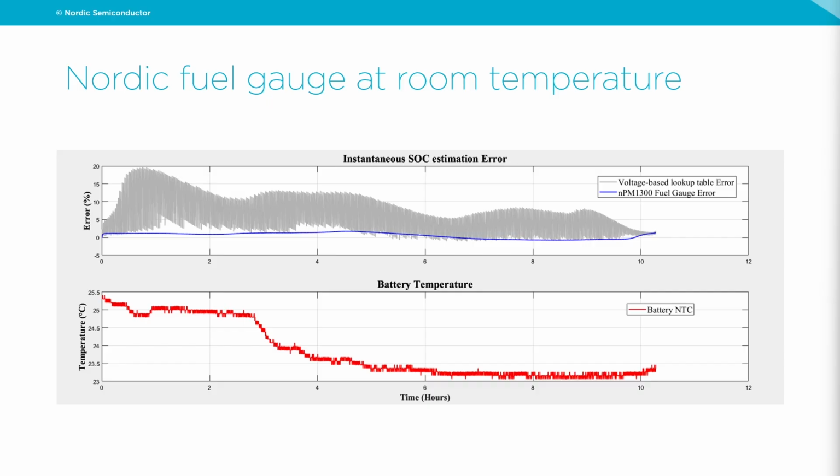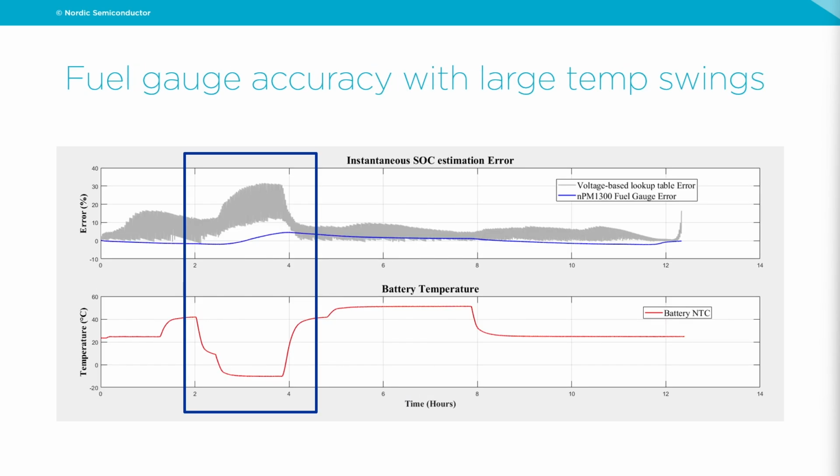But most devices don't live their whole life between 23 and 25 degrees Celsius. Sometimes they're taken out. So we redid the same test when we subjected the battery and the system to a big temperature swing from 40 degrees down to minus 10 degrees and back up again. And you can see that the OCV-based lookup table is really getting thrown off by this. It reports over 30% wrong compared to the coulomb counter, whereas the NPM 1300 stays below 5% even at these extreme conditions.